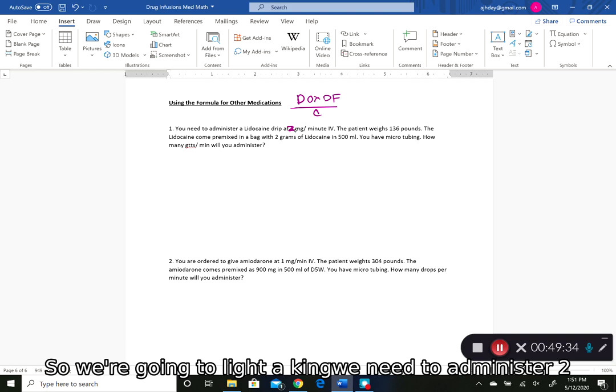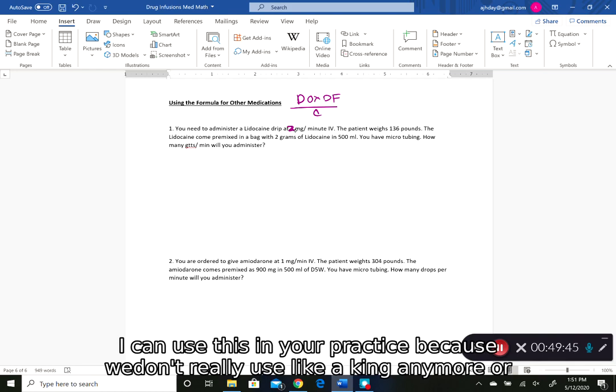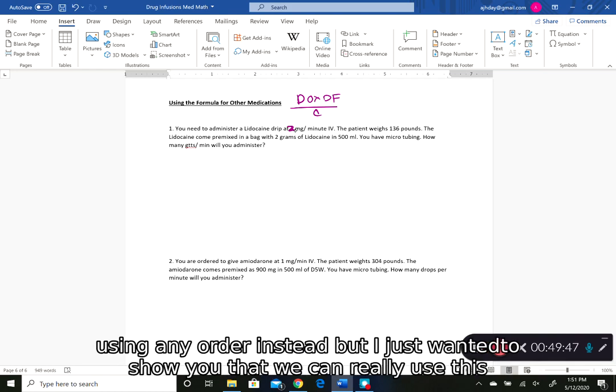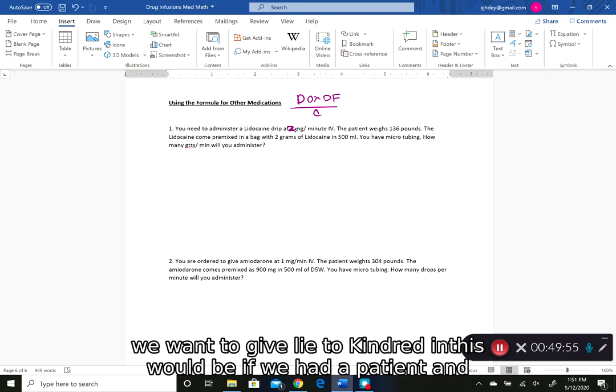So we're going to do lidocaine. We need to administer 2 milligrams of lidocaine per minute. You're probably not going to use this in your practice because we don't really use lidocaine anymore. We use amiodarone instead. But I just wanted to show you that we can really use this for any medication as long as we can figure out the concentration. So we want to give a lidocaine drip.